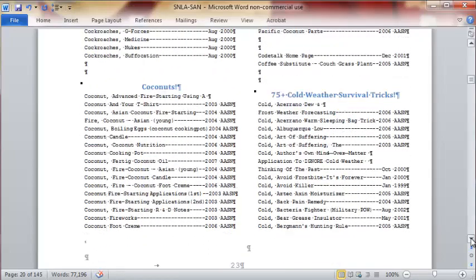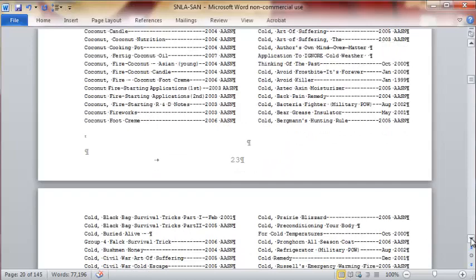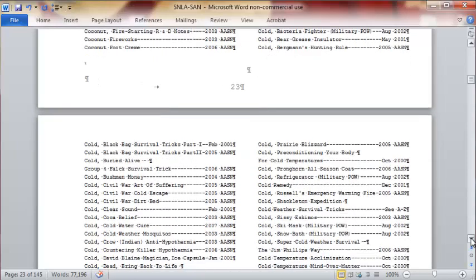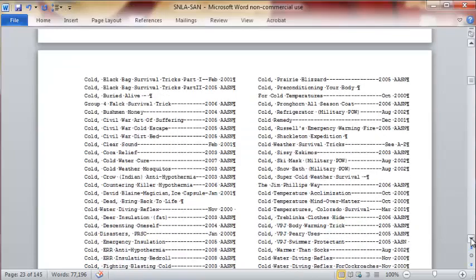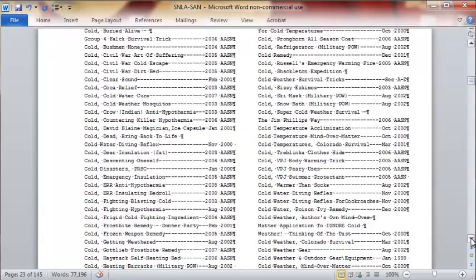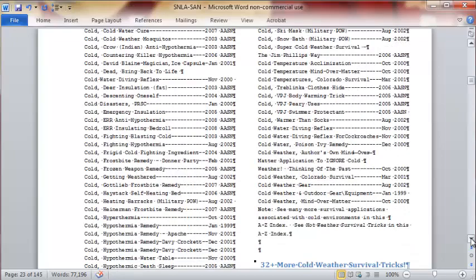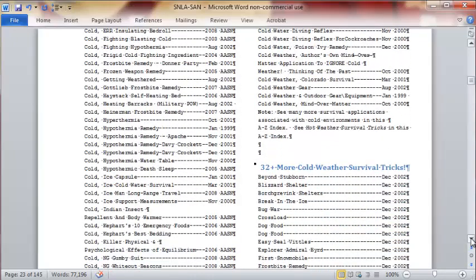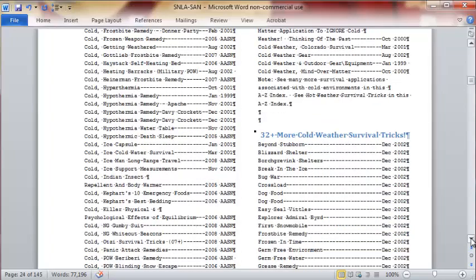75 cold weather survival tricks. We're creatures of comfort, fragile creatures of comfort. You got to know cold weather survival tricks, okay? Because you ain't gonna last long, especially when you get caught out there and you're not expecting it. And the way I teach is to avoid the survival threat in the first place, then carry on from there. 32 more cold weather survival tricks.